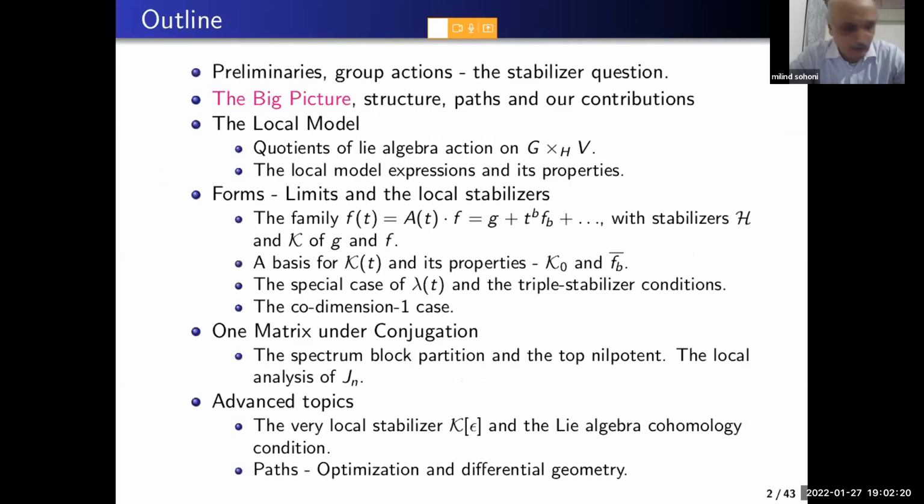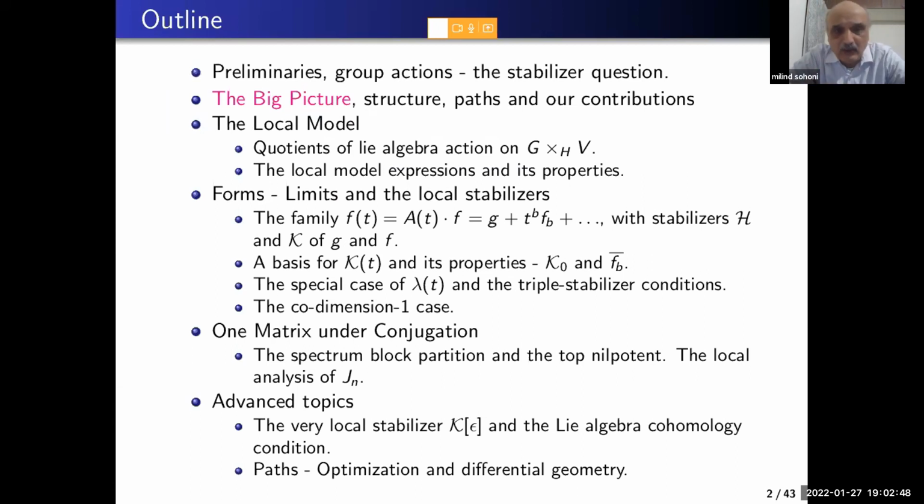So this is my talk outline today. I'm going to talk about some preliminaries, group action, and I'll pose the stabilizer question. Then the big picture, what GCT looks like, and for the stabilizer question, what the structure of the problem and parts are. These are the two areas of our contributions. Then I'm going to talk about the local model, which is a Luna type model for a point for a group action.